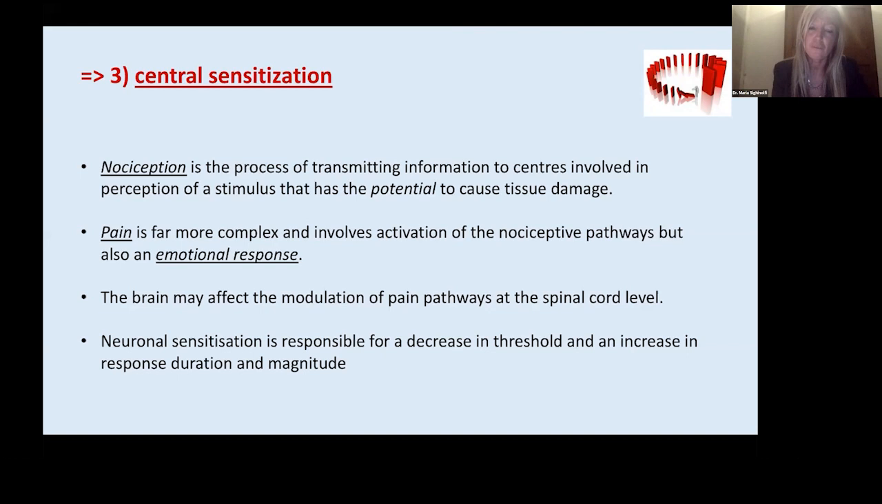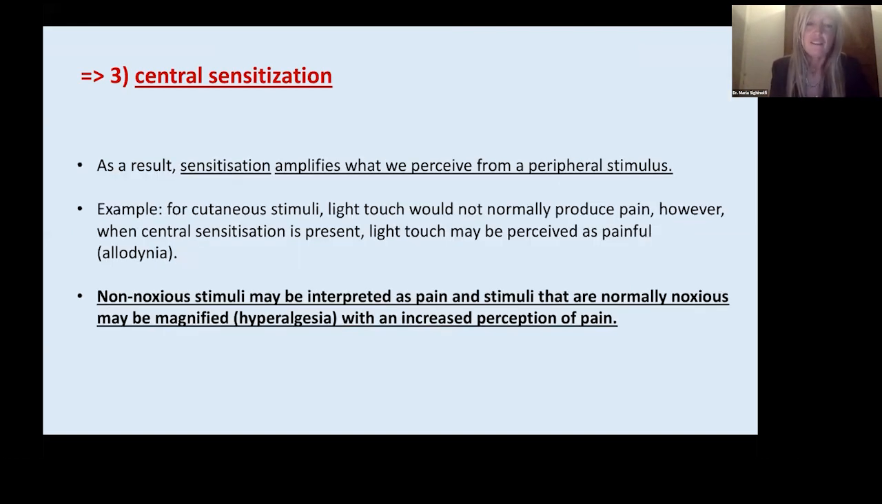And the neuronal sensitization is responsible for a decrease in threshold and an increase in response duration and magnification. As a result, the sensitization amplifies what we perceive from a peripheral stimulus. For example, a cutaneous stimulus such as a light touch normally does not produce pain, but when central sensitization is present, a light touch may be perceived as painful, the phenomenon of allodynia. And non-noxious stimuli may finally be interpreted as pain, and stimuli that are normally noxious may be magnified with an increased perception of pain.